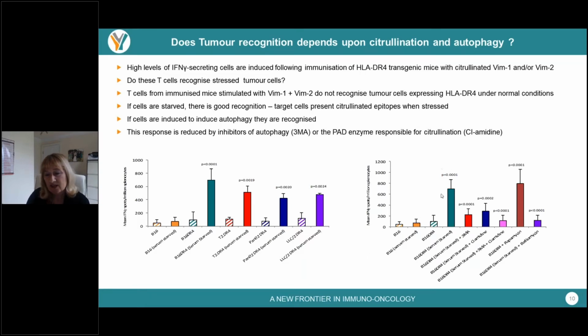Again, if we take this one stage further and we look at recognition again of this serum-starved DR4 line, and then we incubate in the presence of either an inhibitor of autophagy or a PAD inhibitor or both, you can see they all significantly reduce the immune responses. Indeed, also, if we induce autophagy with rapamycin, we see lovely recognition. Whereas if we do it with valinomycin, which does induce autophagy but blocks the pathway to class 2 presentation, you can no longer see that recognition. So these results would suggest that indeed the anti-tumor immunity is dependent on citrullination in the tumor and autophagy within the tumor.